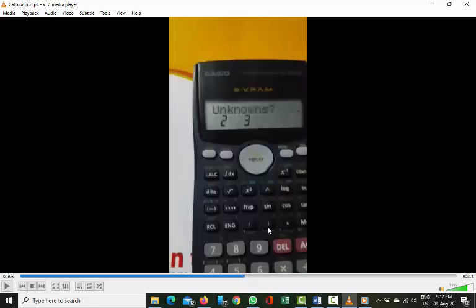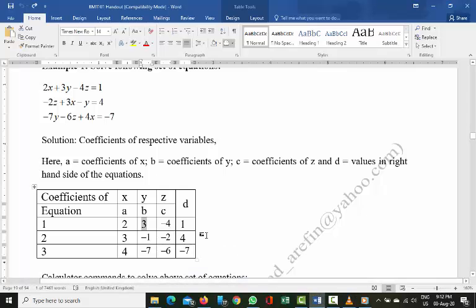After you press equal, another question will appear, C1 question mark. That means the calculator wants to know the value of C1. So the value of C1 is minus 4. So you should press minus 4 and then equal.